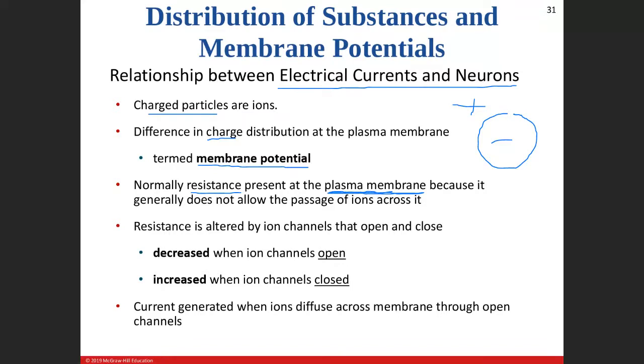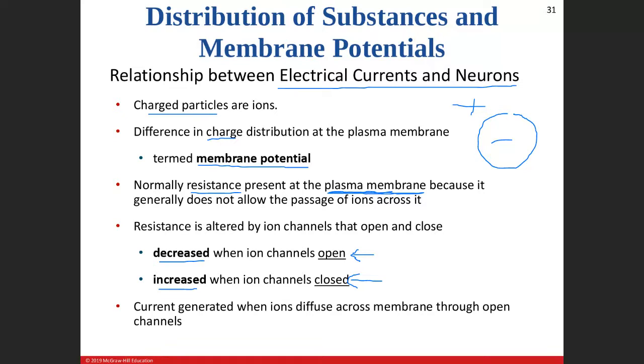So if we want to decrease the resistance, we either put more leak channels into the plasma membrane, or we open up some of our chemically gated or voltage gated ion channels. So when we have channels open, we decrease the resistance. When we have channels closed, we increase the resistance. Okay?